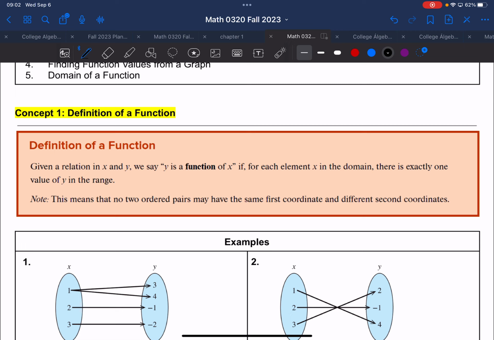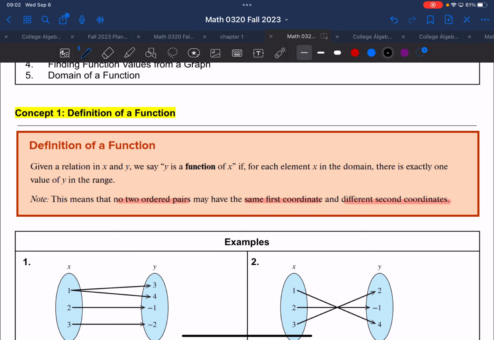Definition of a function. Given a relation in x and y, we say y is a function of x if for each element x in the domain, there's exactly one value of y in the range. So what this means is that no two ordered pairs can have the same first coordinate and different second coordinates. Okay? Meaning, if we are looking at our x's, they cannot repeat.